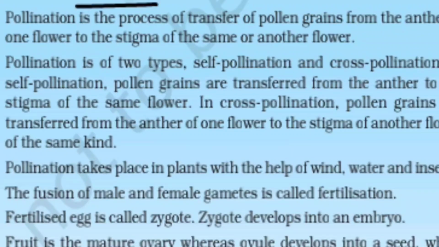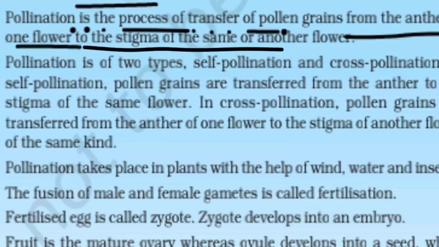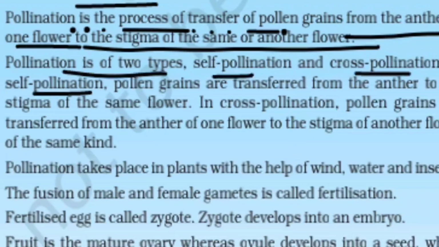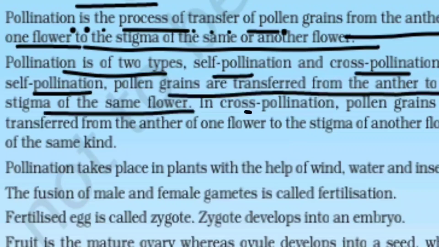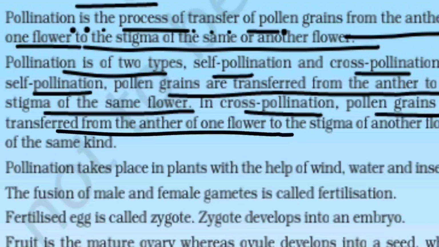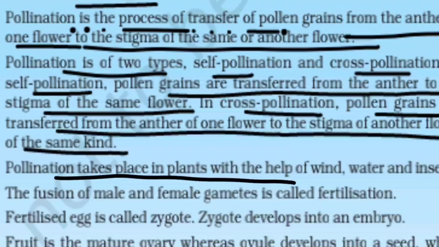Pollination is the transfer of pollen grains from the anther of one flower to the stigma of the same or another flower. Pollination is of two types, self-pollination and cross-pollination. In self-pollination, pollen grains are transferred from the anther to the stigma of the same flower. In cross-pollination, pollen grains are transferred from the anther of one flower to the stigma of another flower of the same kind. Pollination takes place in plants with the help of wind, water, and insects.